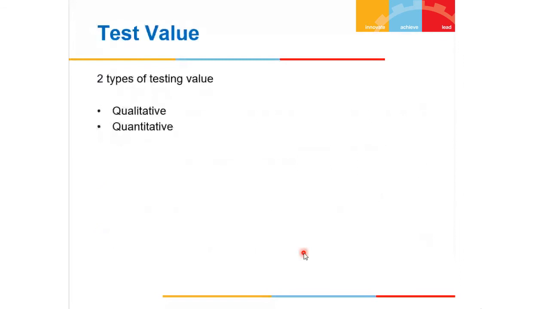Now, when we test the value of the product, there are 2 types of testing. One is qualitative testing, which is about how the customer responds to the product, how he reacts when you show or discuss the product. And second is quantitative testing, that is, what is the volume of people who are showing interest in the product. Both of these are important.